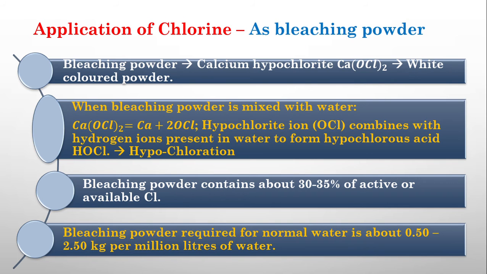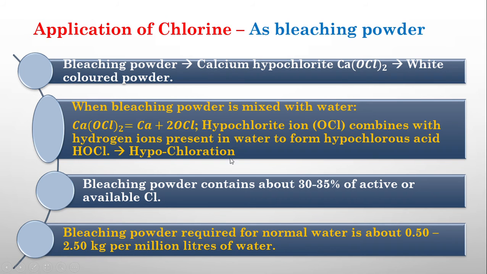First one is bleaching powder. The scientific name of bleaching powder is calcium hypochlorite, Ca(OCl)2, which is a white colored powder having a smell. Okay, when it is added to water, it will get dissociated into calcium and hypochlorite ion. You all know that this hypochlorite ion has the ability to kill bacteria. Okay, so and this is again unstable, so it combines with hydrogen ions present in water to form hypochlorous acid also.